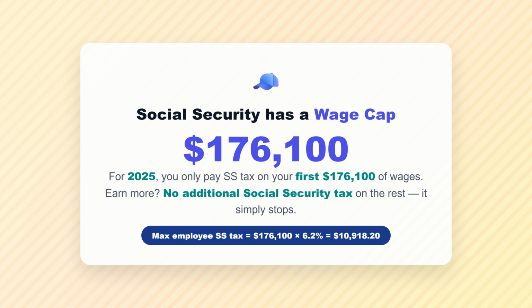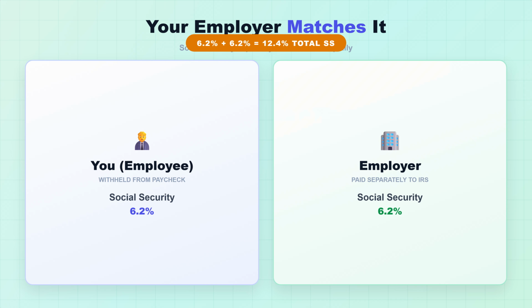So the maximum Social Security tax an employee pays in 2025 is $176,100 times 6.2%, which is about $10,918.